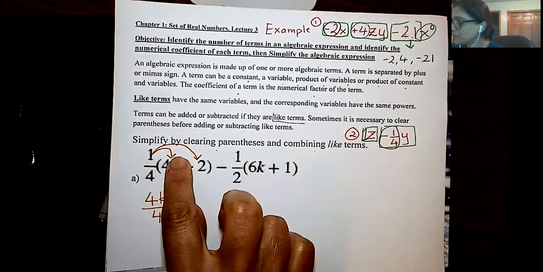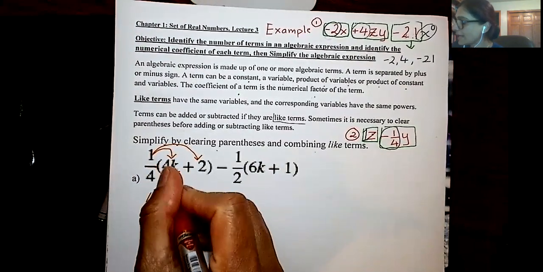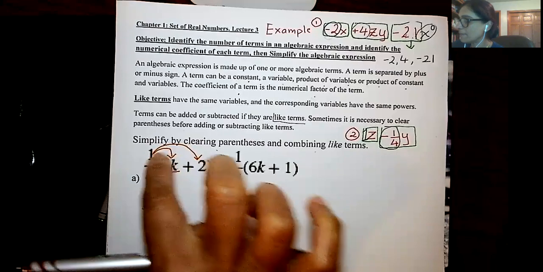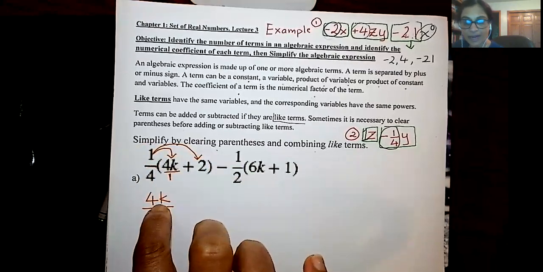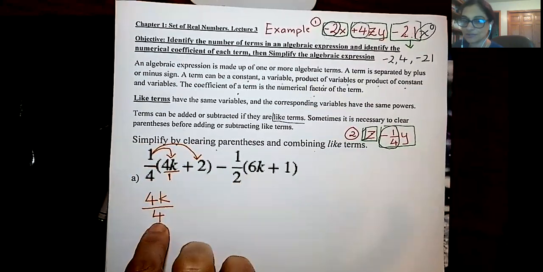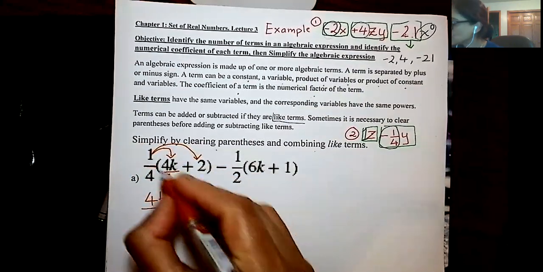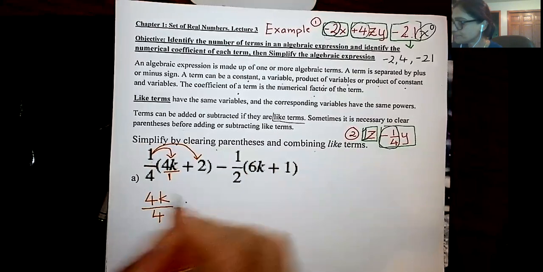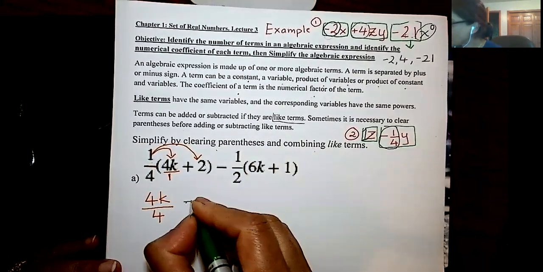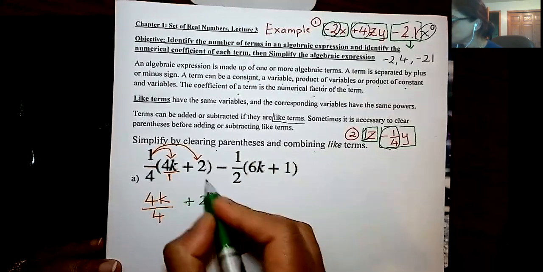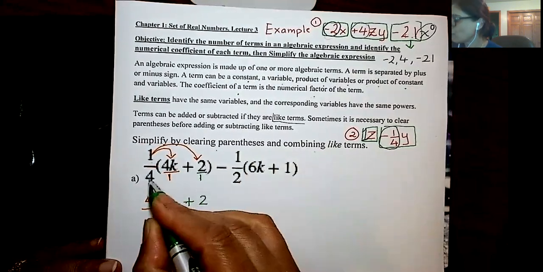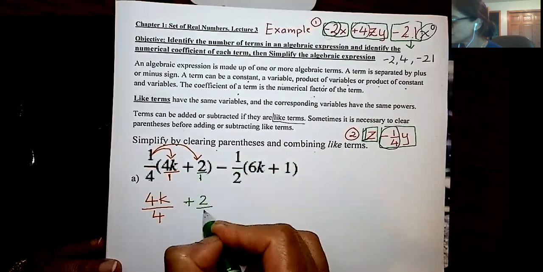So I'm multiplying the numerator. This 4k has a denominator of 1. So I multiply the numerator 1 times 4k, which gives me 4k, and 4 times 1 just gives me 4. Again, I distribute the 1/4 to the 2. What do I get? Plus 1 multiplied by 2 just gives me 2, and the 2 has a denominator of 1. 4 times 1 is just 4.